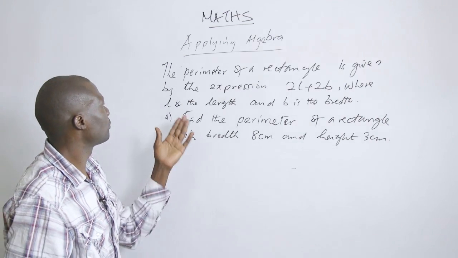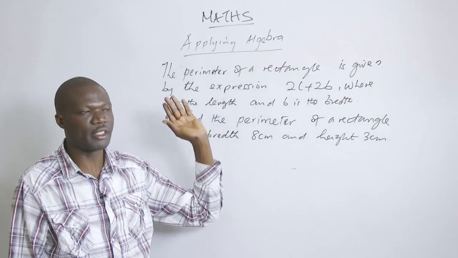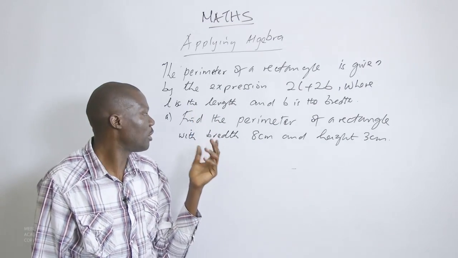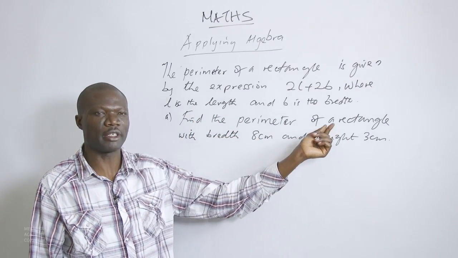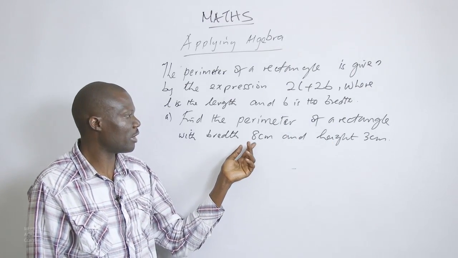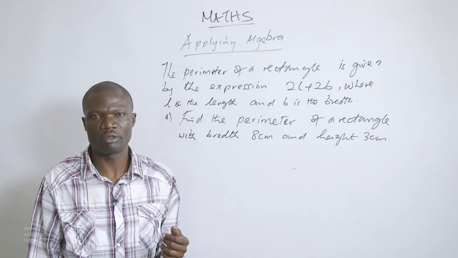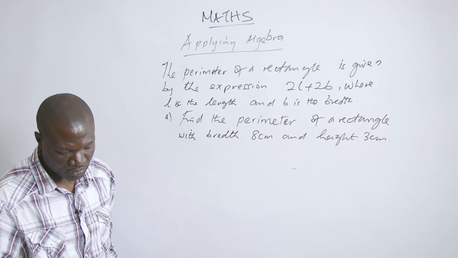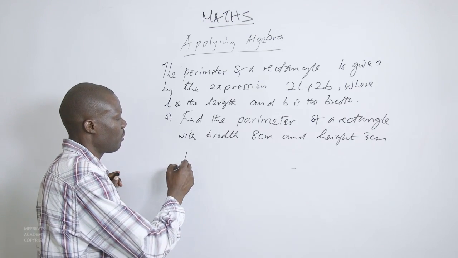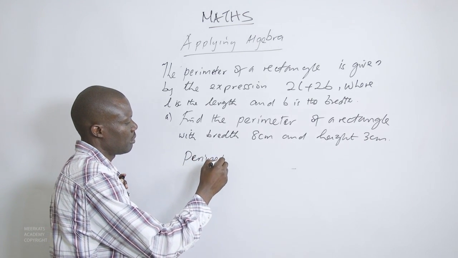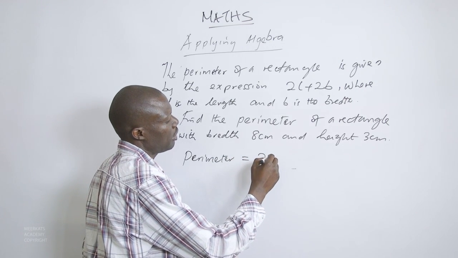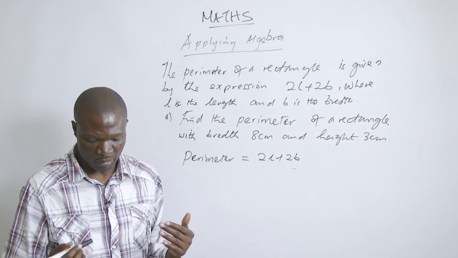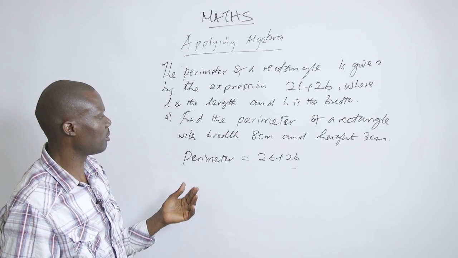Now, similarly, if the perimeter of a rectangle is given by the same expression 2L plus 2B, where L is the length and B is the breadth, we are asked to find the perimeter of a rectangle with breadth 8 centimeters and height of 3 centimeters. So 8 and 3 have been assigned respectively as the values. First, we know that our perimeter is given by 2L plus 2B. That is the general expression for finding the perimeter. Then what follows is the substitution.